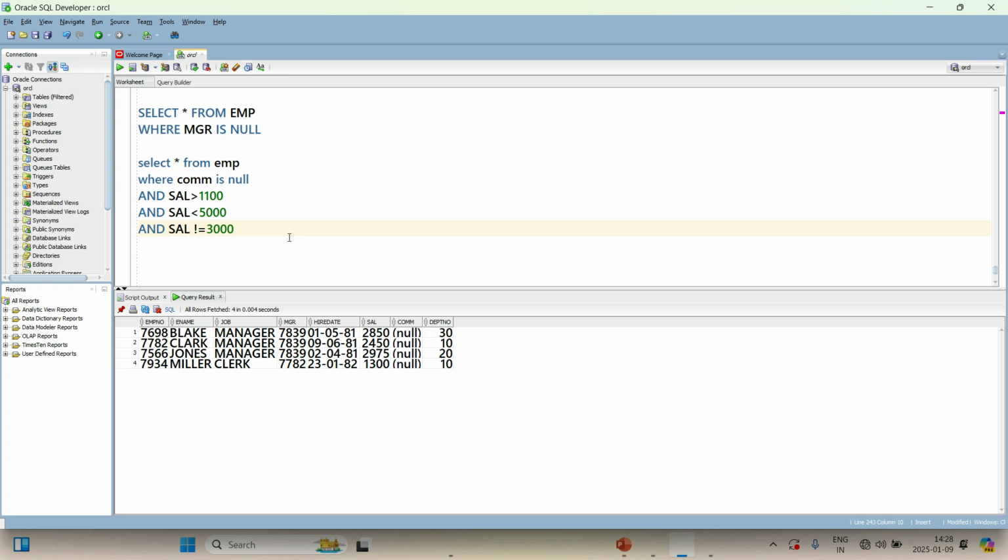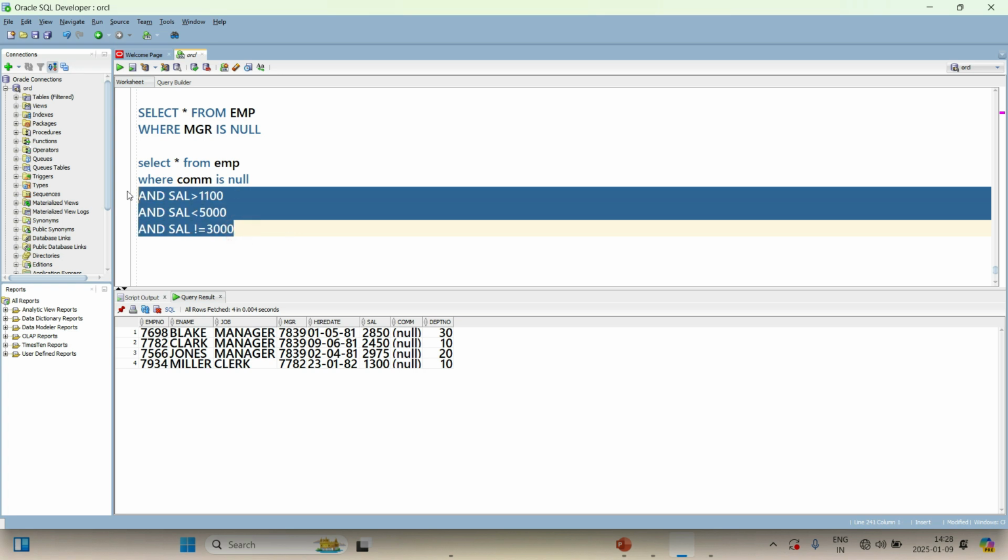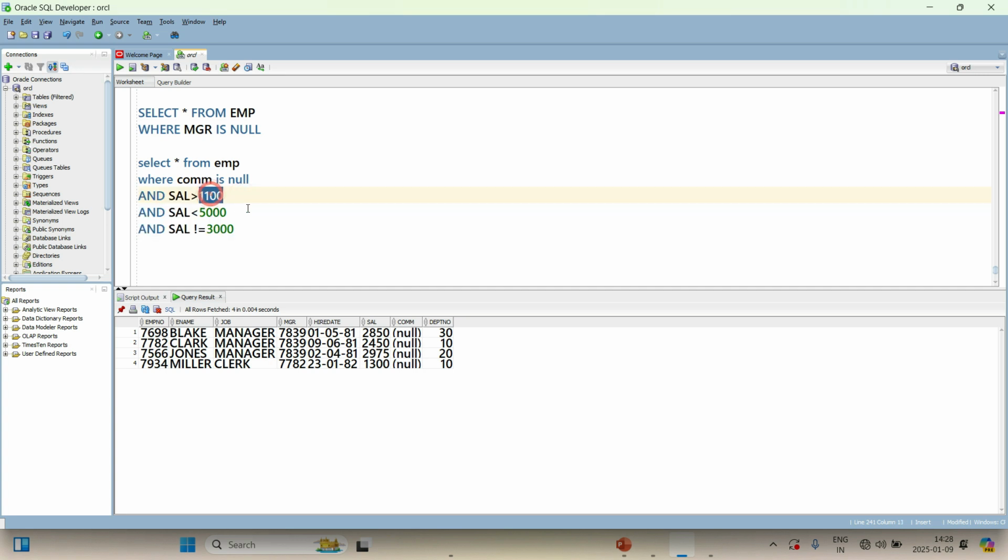Now for that single record, if you try to accommodate all these conditions together, that is quite possible. It should be greater than 1100, it can be less than 5000, that means it can be 1200, 1300, 1400, 1500, but exactly not equal to 3000. So it can be 2900, 3100.